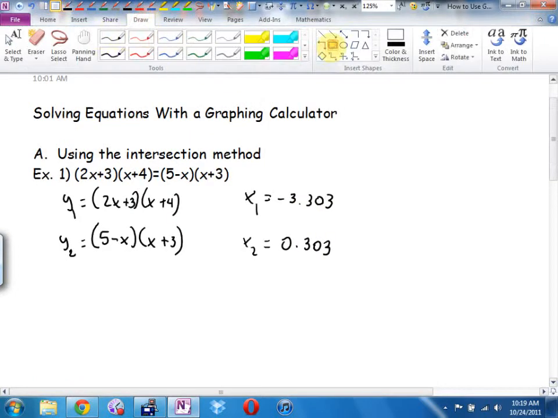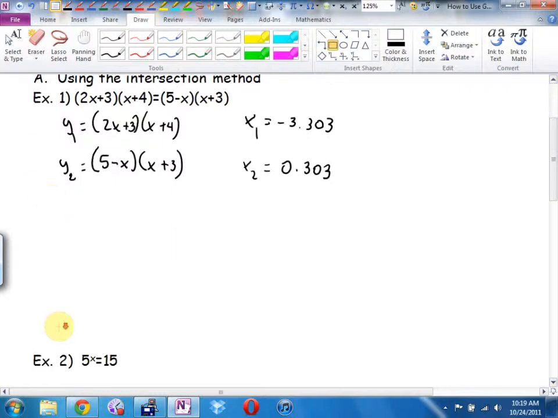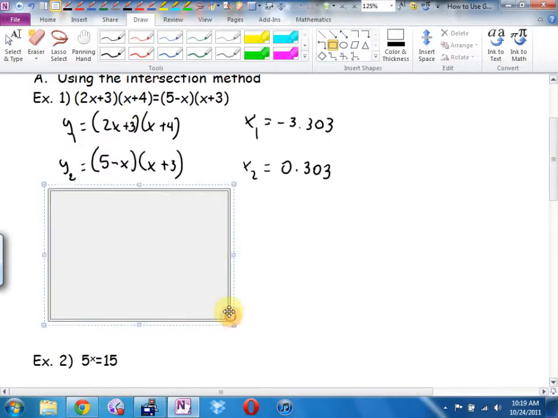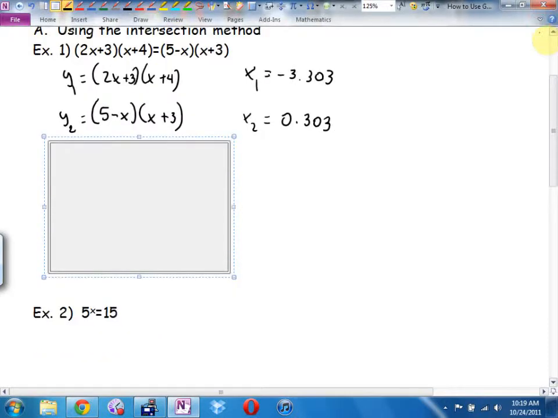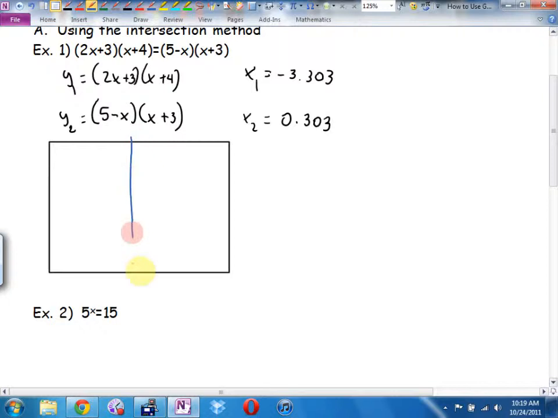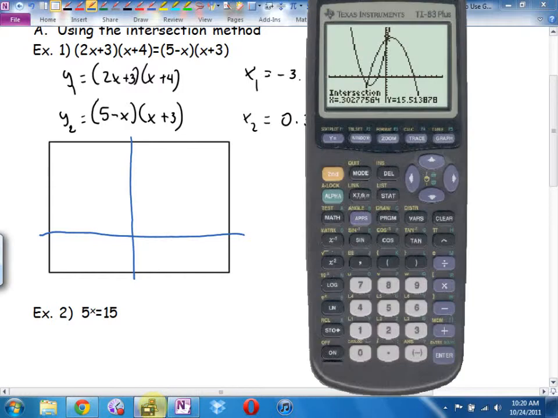is to sketch the graph roughly. Draw a rough rectangle. I'm cheating and using my little draw software, but just freehand a rectangle about the same size or the same dimensions as your graphing calculator screen. I would sketch the y-axis, I would sketch the x-axis, and you'll notice I'm freehanding. And then I'm going to roughly trace this.